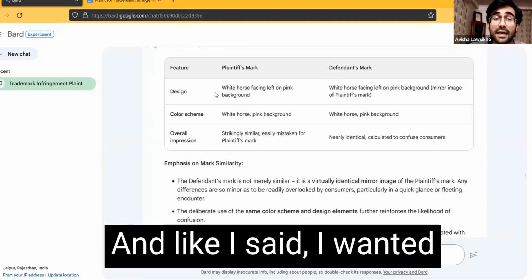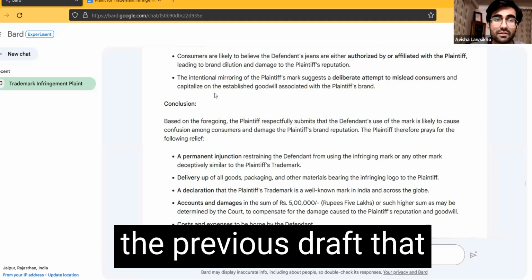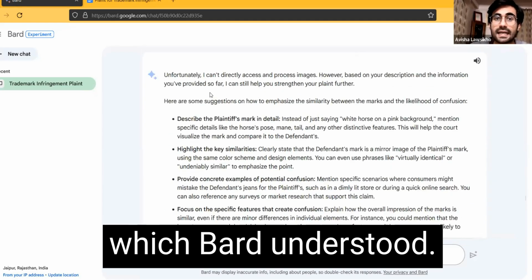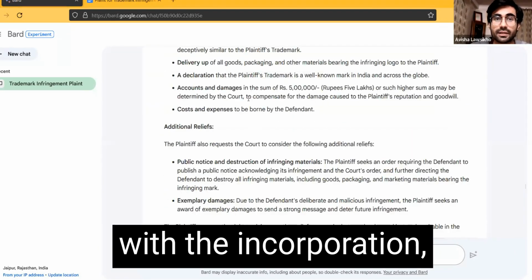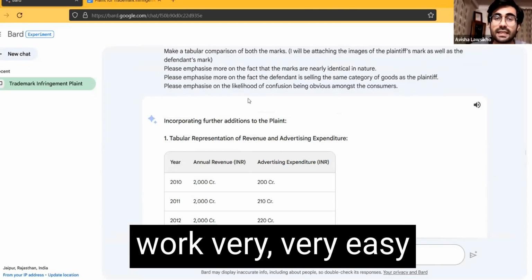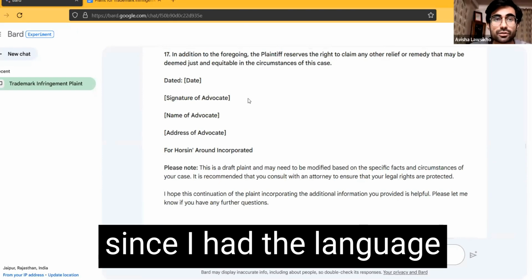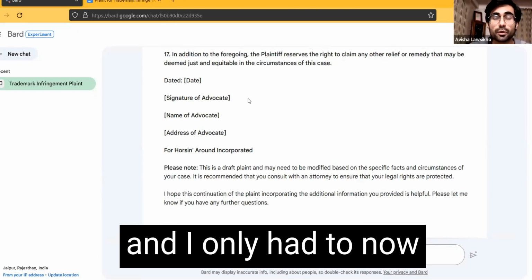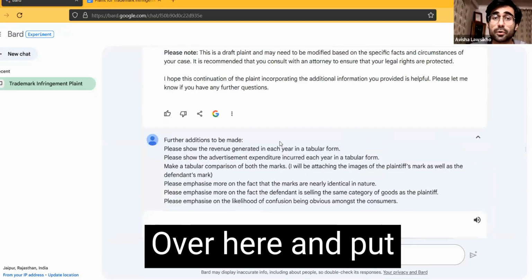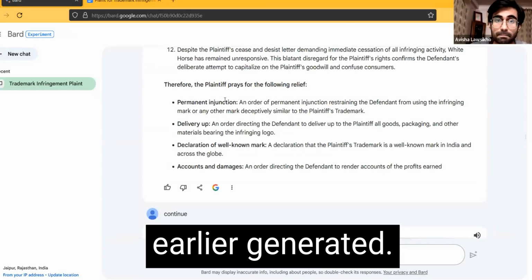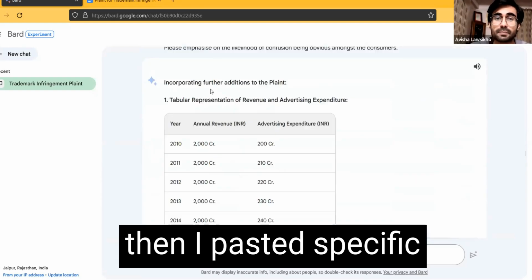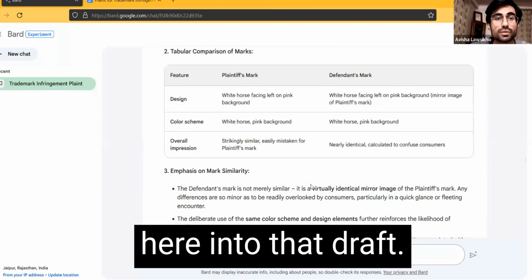And like I said, I wanted it to incorporate it in the previous draft that it had sent me, but that is not something which Bard understood, and it did not, unfortunately, provide me with the incorporation. But still, it made my work very, very easy since I had the language and I only had to take specific parts from this over here and put them in the draft that it earlier generated. Right? I copied this draft and then I pasted specific elements from over here into that draft.